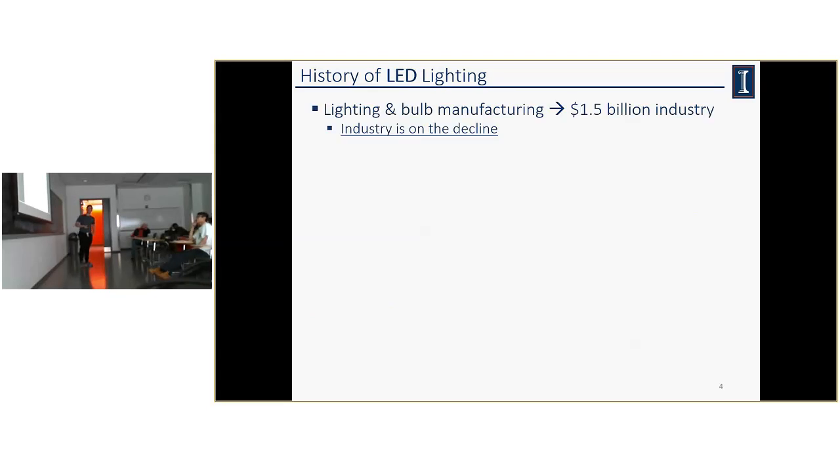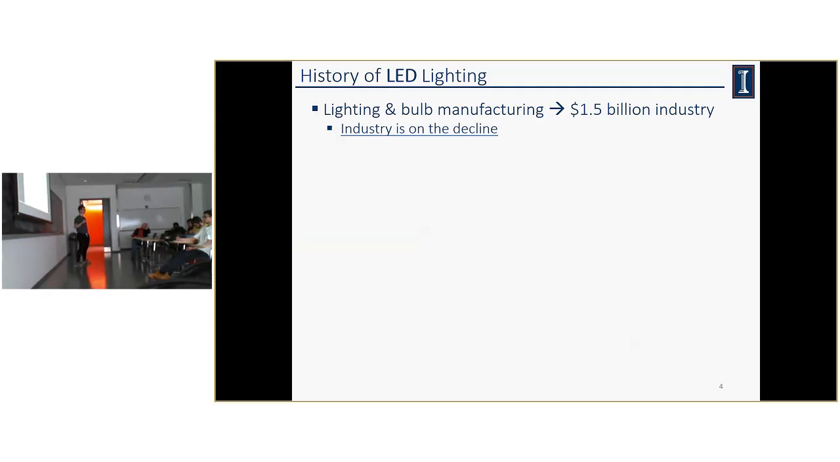Okay, so here's a couple facts, and the point of me saying these facts is I want to give you an idea of where the LED market is going, just from the facts of the past decade. So right now, the lighting and bulb manufacturing industry is around $1.5 billion, which is huge. But it's important to know that it's actually on the decline. And this is because incandescents aren't popular anymore. I think the government, at least in the United States, is saying that there's not allowed to be any more incandescent bulbs within the next 10 years.